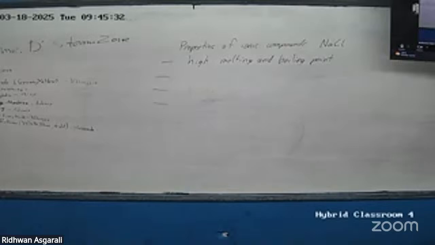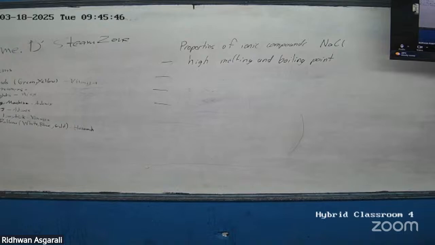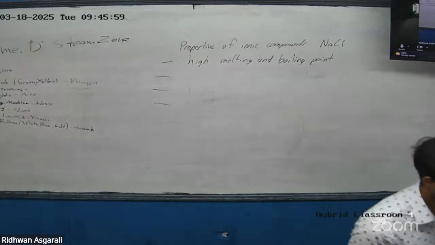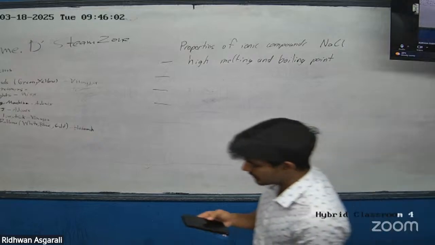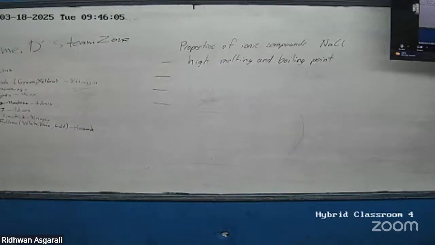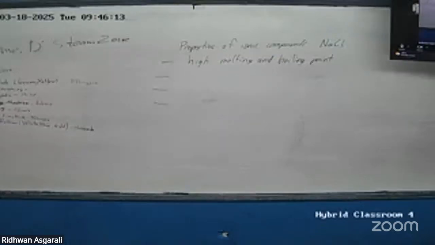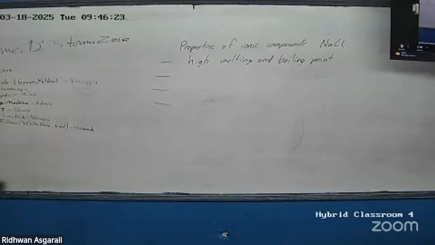Write down here: ionic compounds can conduct electricity when dissolved in water, or when they are in a molten state.